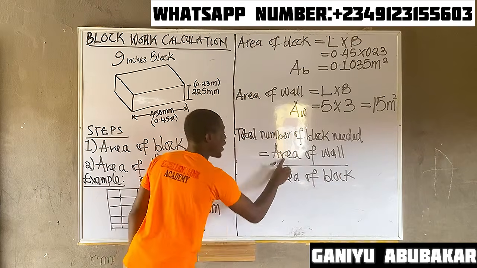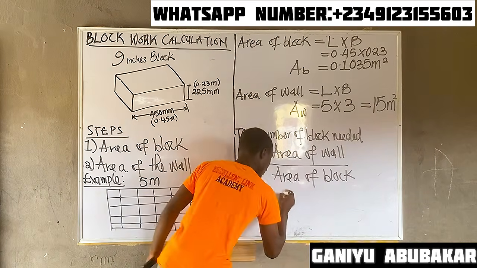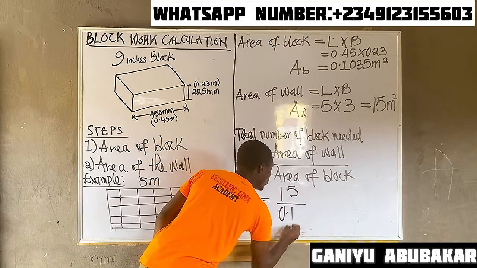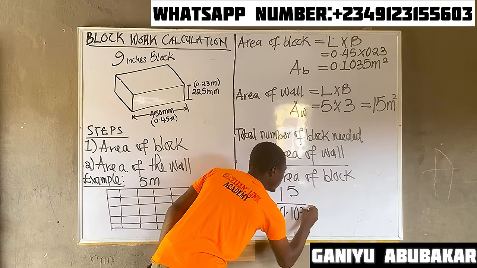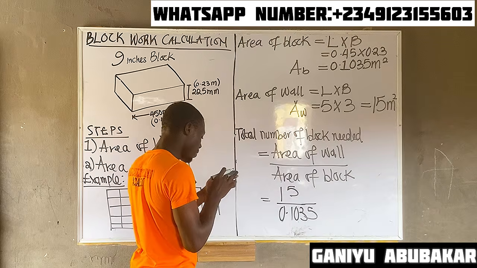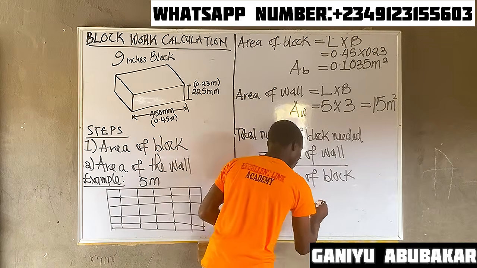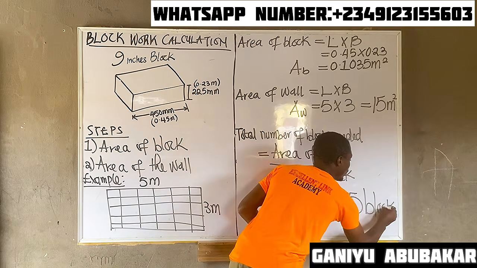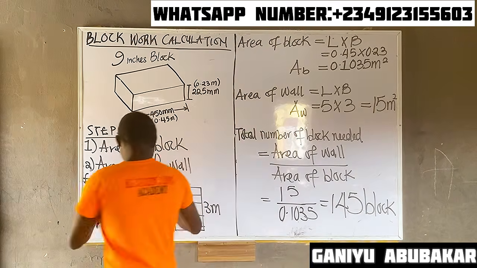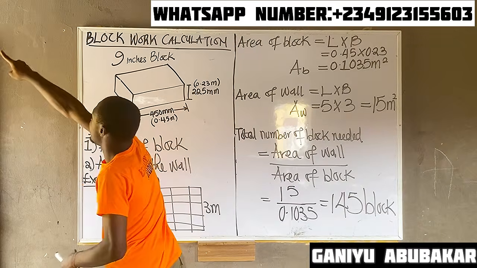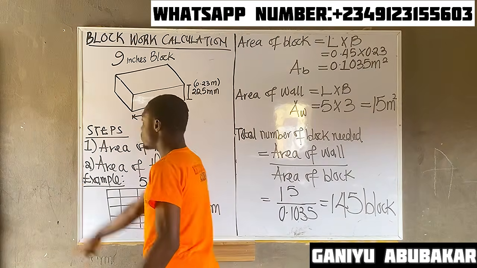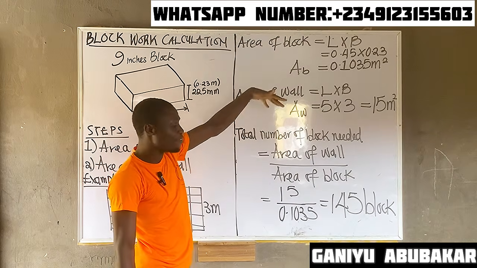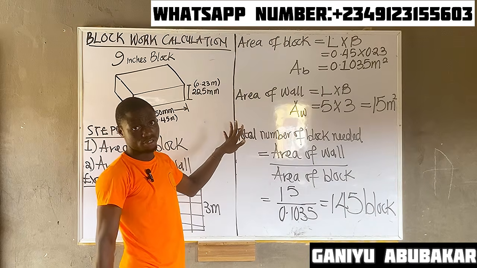From here, the area of wall is of course 15, all over the area of block, which is 0.1035. If I divide these two, this gives me about 145 blocks. So it means that for this portion here, this one I'm seeing on the screen, it requires 145 blocks just on this particular portion, right?